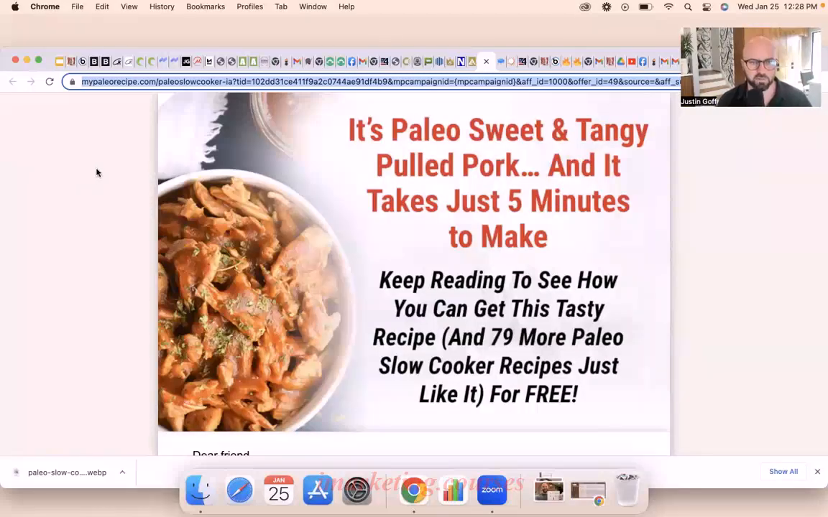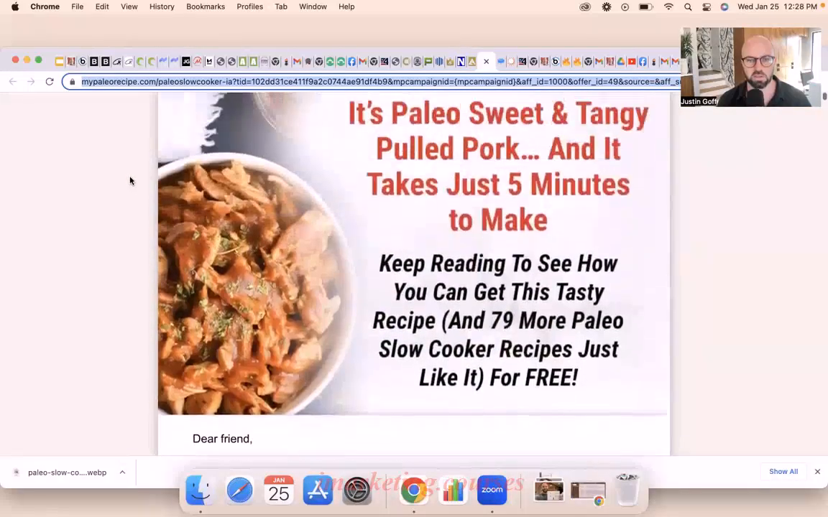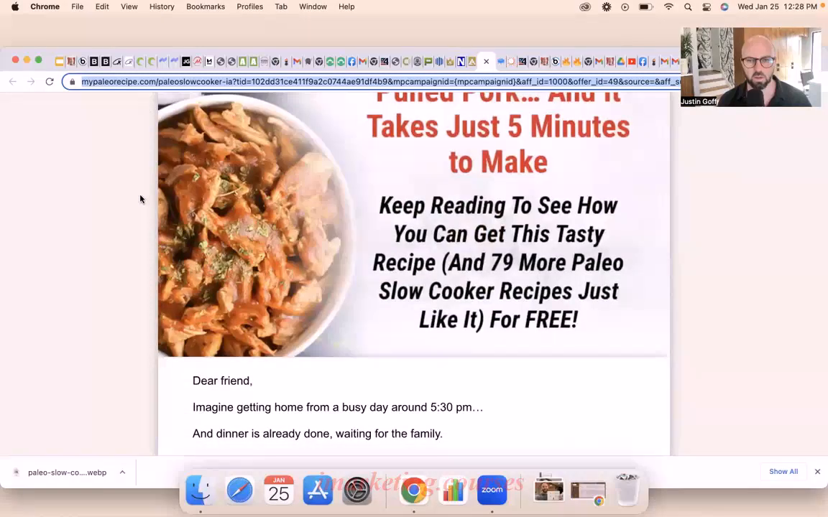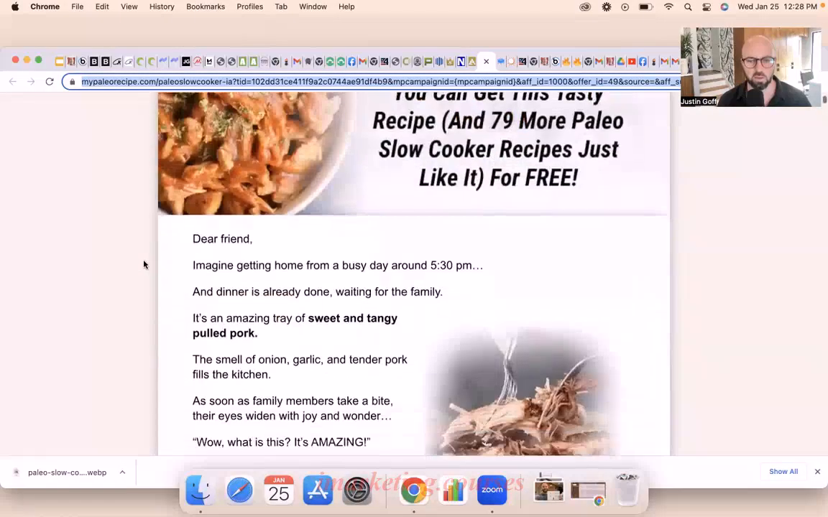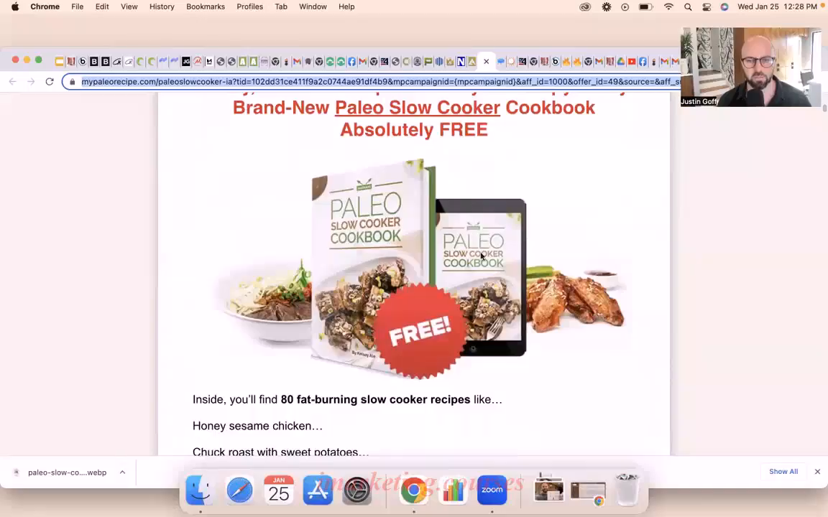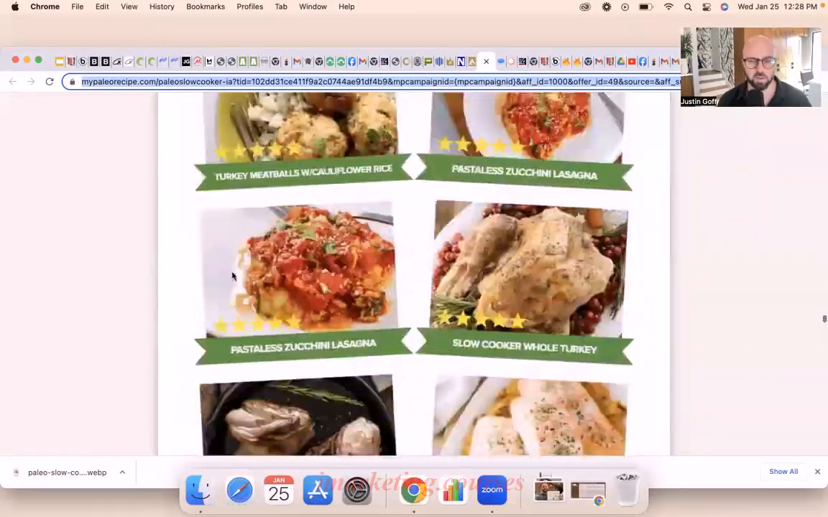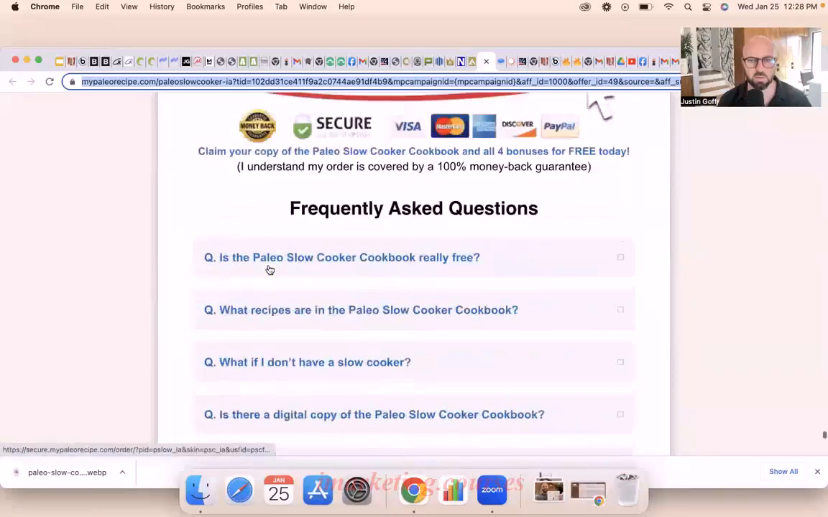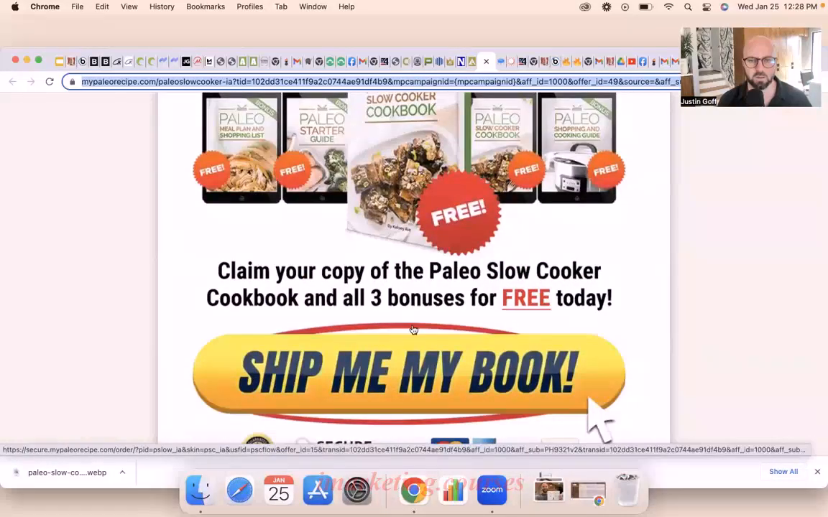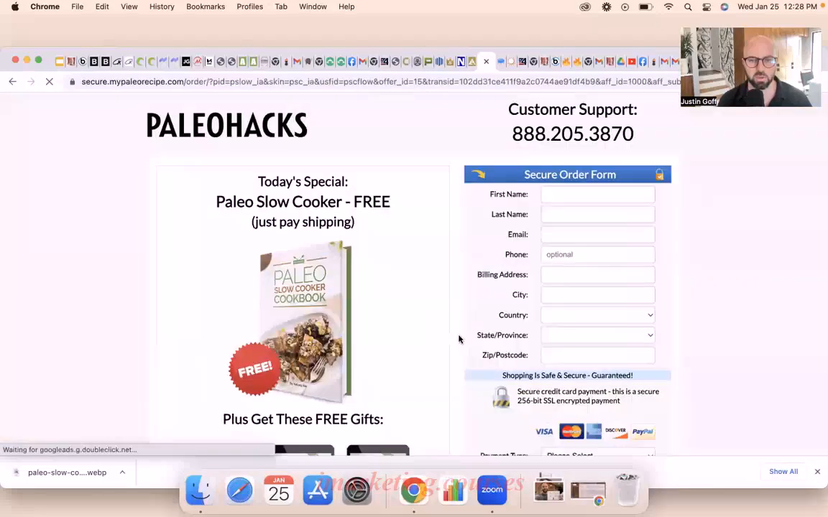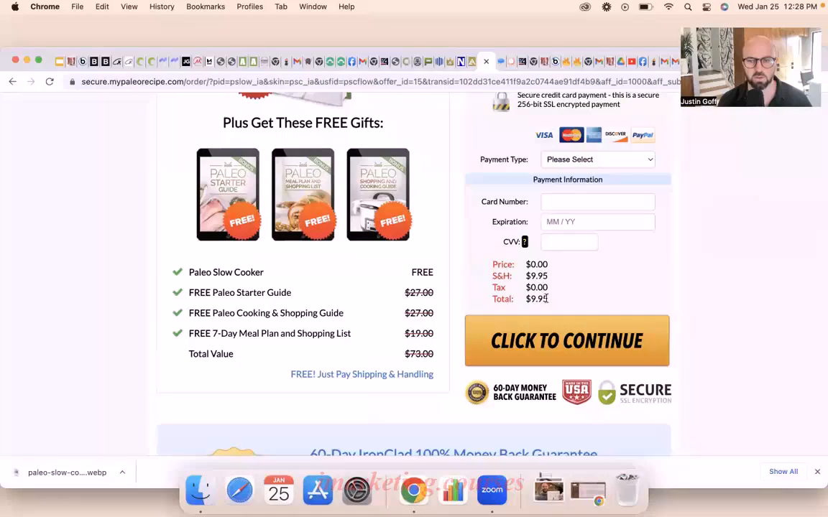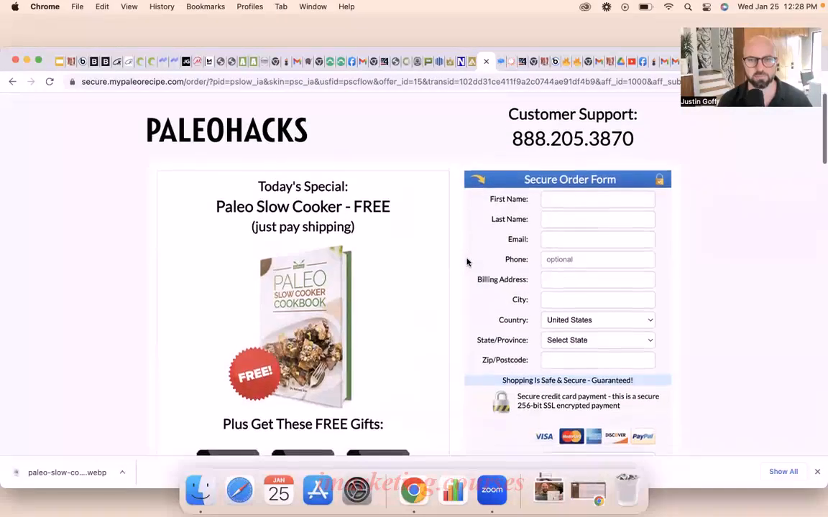Paleo Hacks, my buddy Dave Senek's company. Lots of different offers around cooking and cookbooks. So this one is for, I think, like a slow cooker, crock pot kind of cookbook. Yep. All of theirs are free plus shipping offers. So I'll scroll down to the bottom and you can kind of see. So all you're paying is shipping. So $9.95 total.